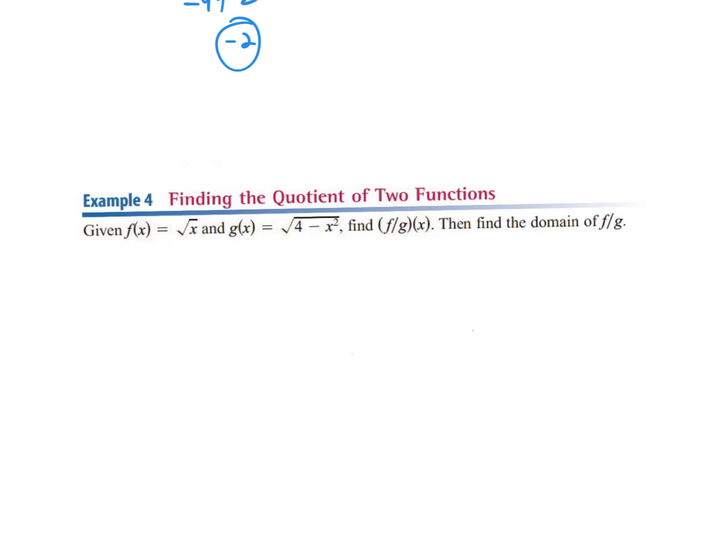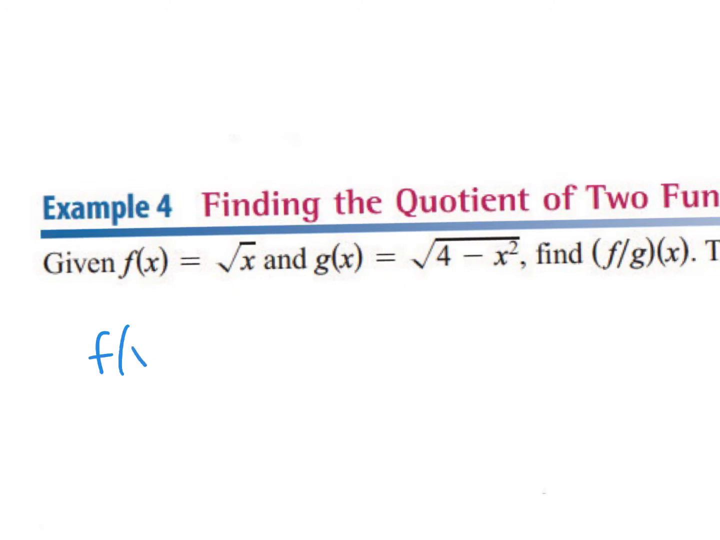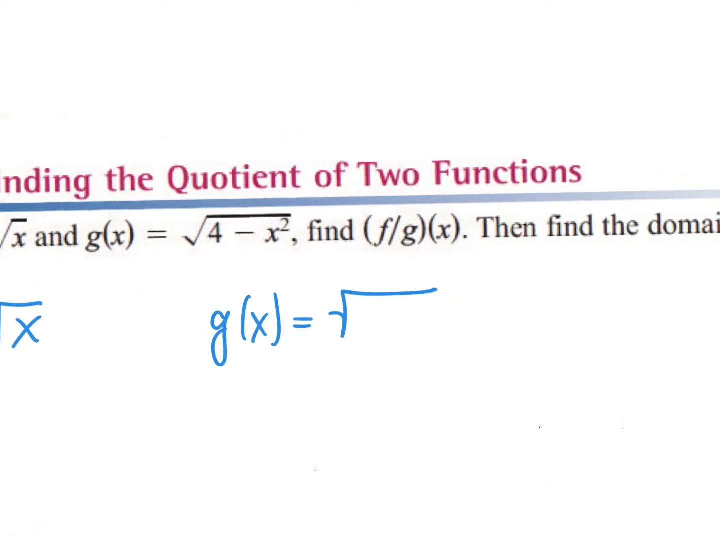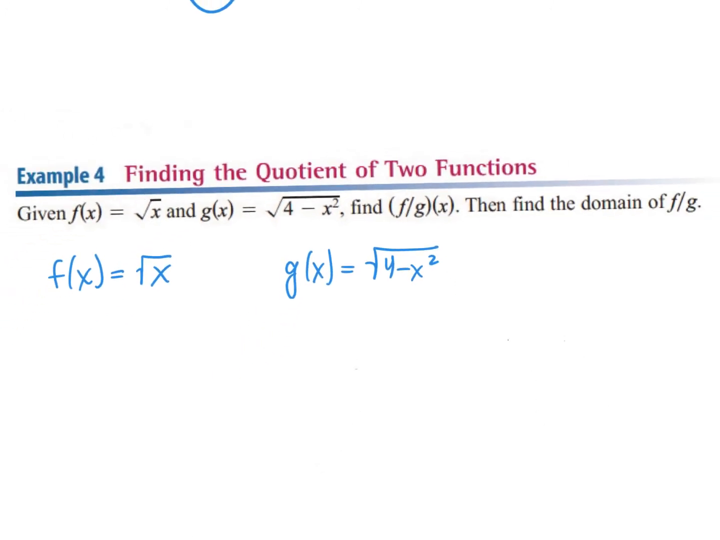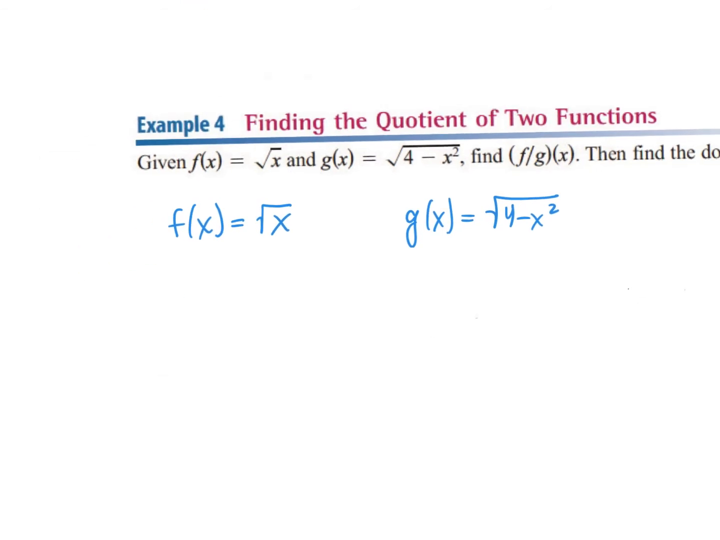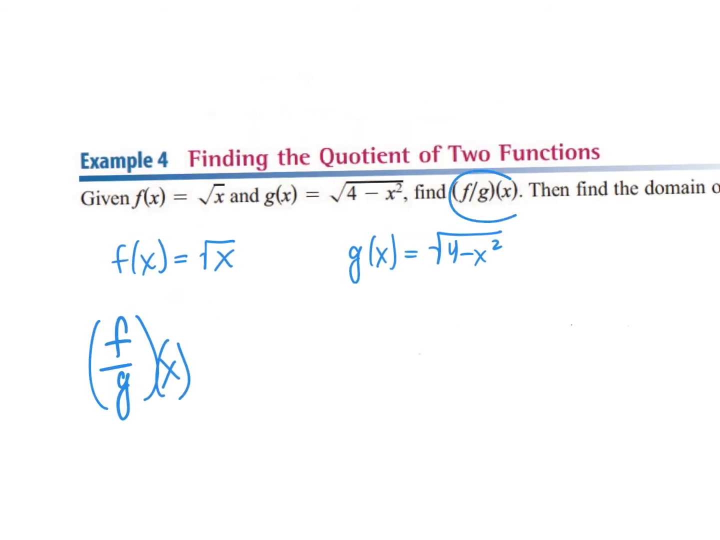Division. All right, so if you are given this, I have f of x is the square root of x, and I have g of x is 4 minus x squared. All right, and they want us to divide f divided by g. So when you think about this, it's the f function, f over g. And it says leave it in terms of x. So your f function is the square root of x, and your g function is 4 minus x squared.